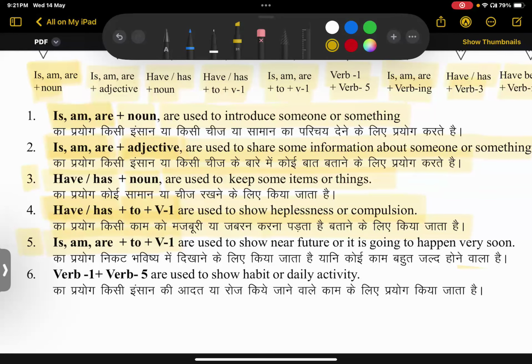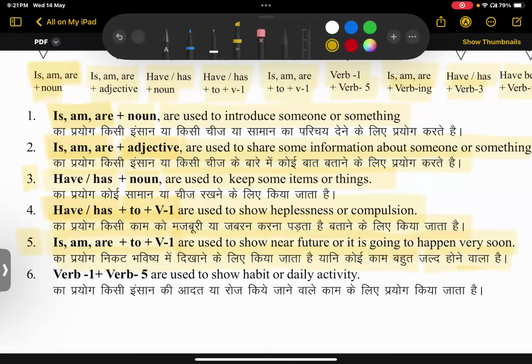Well, so dear student, is/am/are plus to plus verb in first form is used to show near future. It is going to happen very soon. For example, in Hindi, when you talk about near future, that you are going to do some work very soon, we use is/am/are plus to. For example, I'm going to buy a car. Okay, first I will say I'm to buy a car. I am to buy a car means very soon I'm going to buy a car.